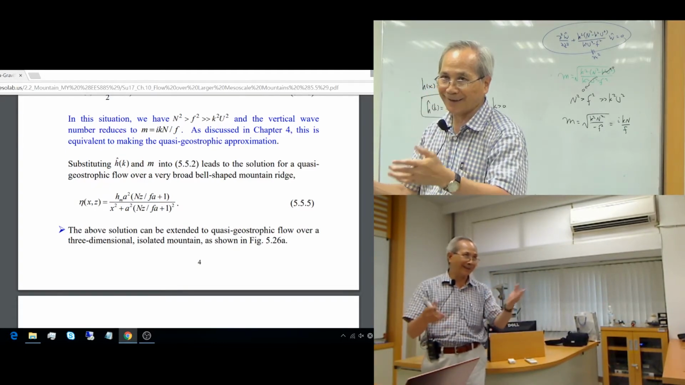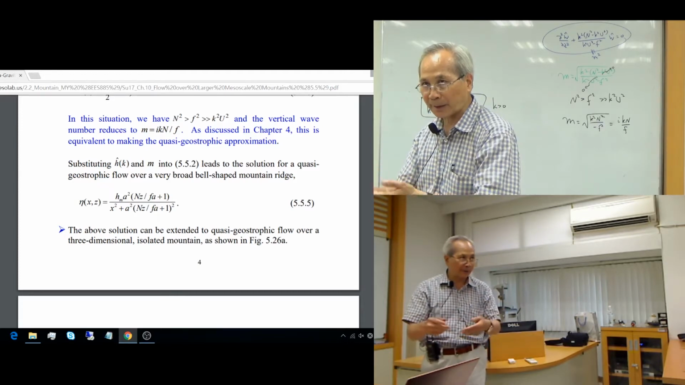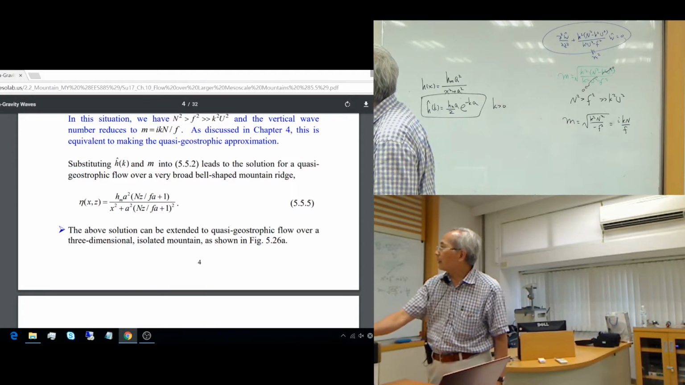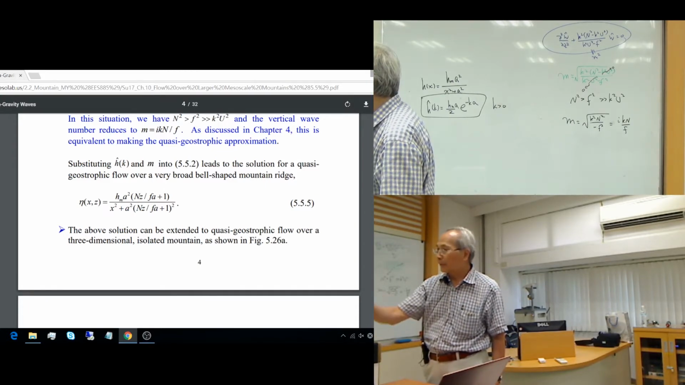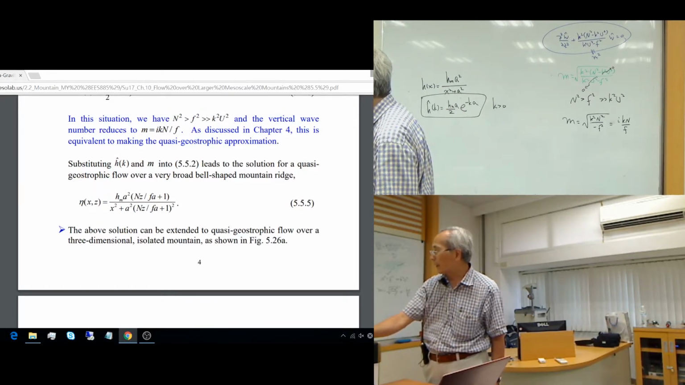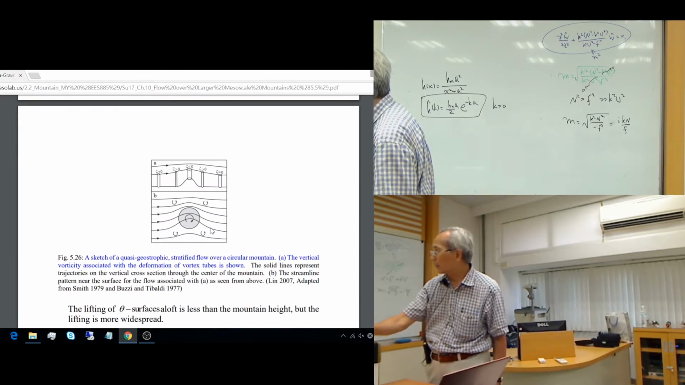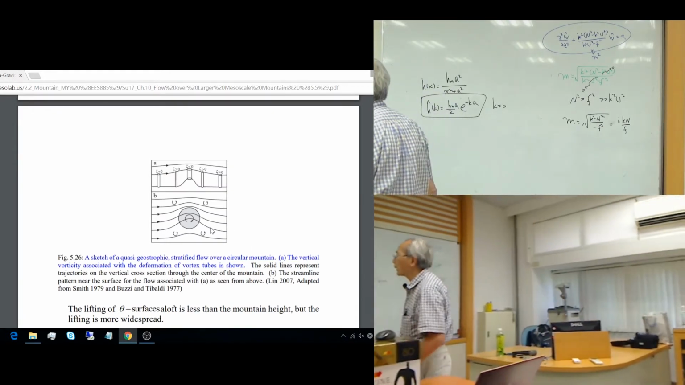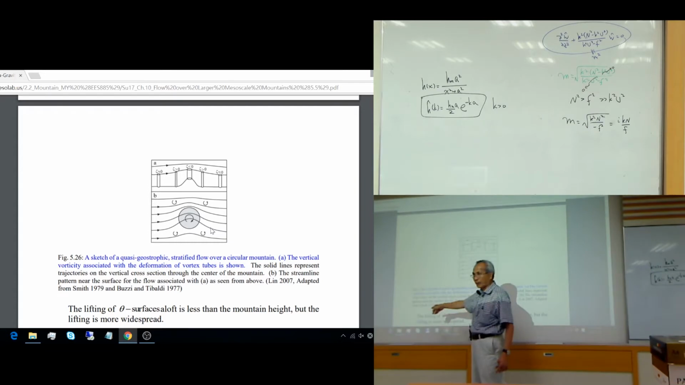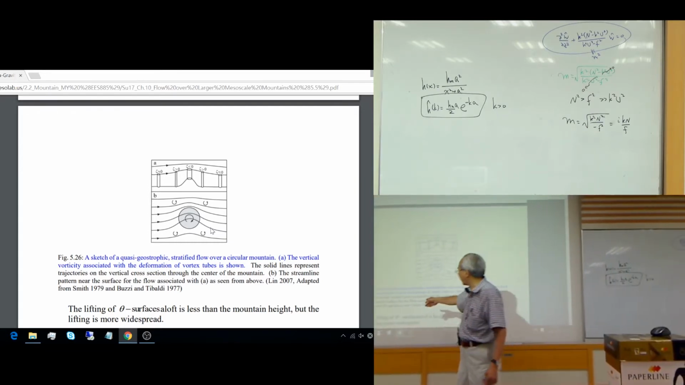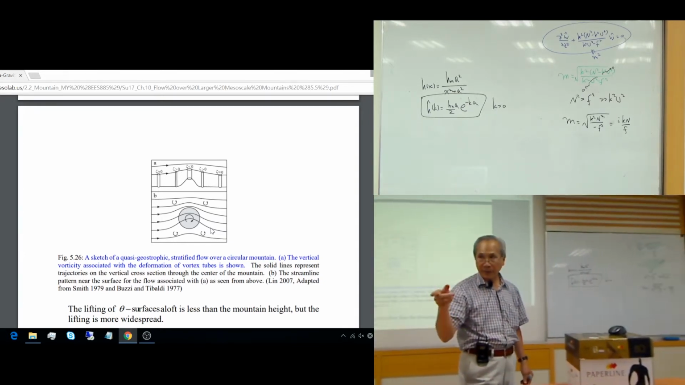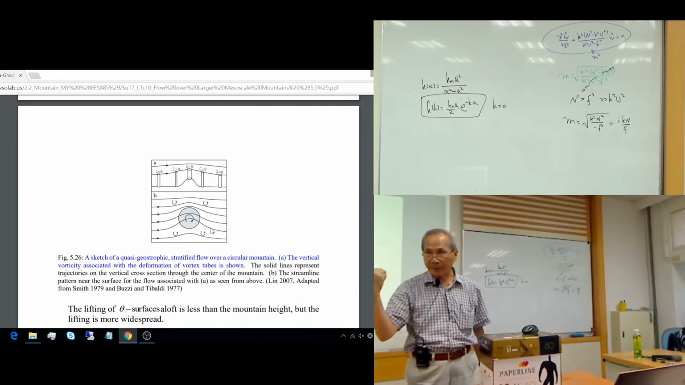You guys are very lucky. You can just download it and apply it. So this solution can be extended to three-dimensional, and that is shown in 5.26a, like this one. This one is with rotation. This was done by Smith, 1979, a review paper. It's a very good review paper. You should be able to find the reference from the book chapters I provided on the website.